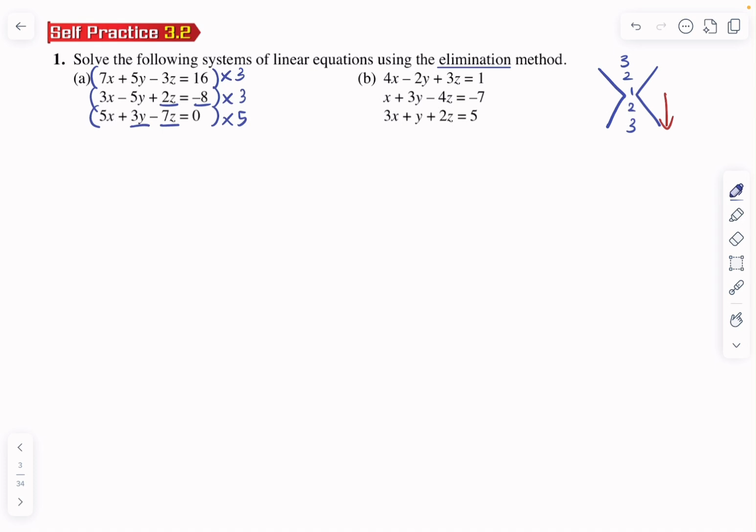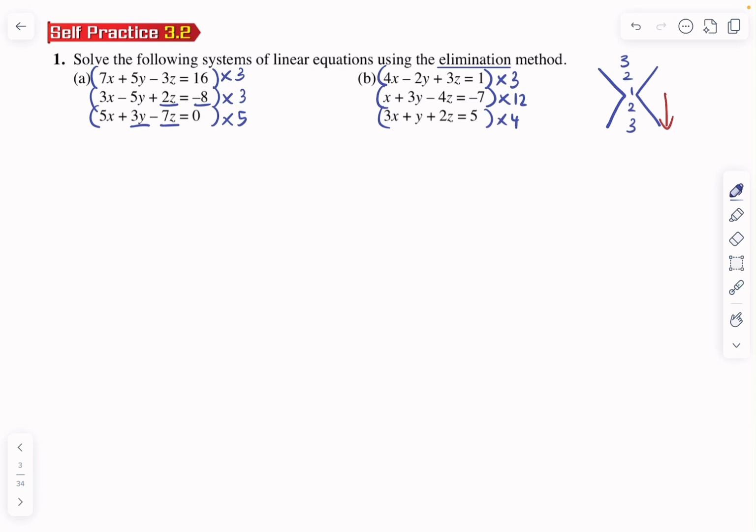So same thing. The first step, we need to make one of the terms into the same number. Here, maybe we can just do x. Here also will be the same: 4, 1 and 3. So all of these we can make into 12. So the first equation we times 3. Second equation we must times 12. Third equation, to make 3x into 12 we must times 4.